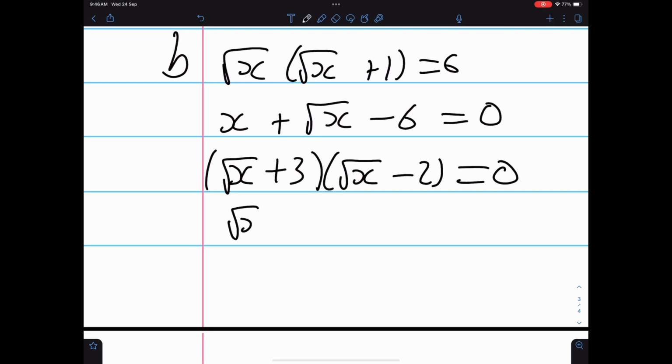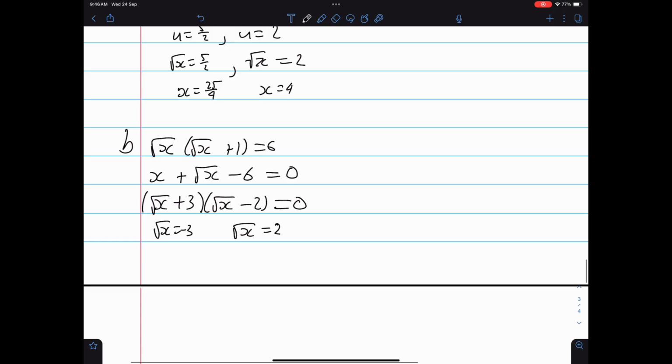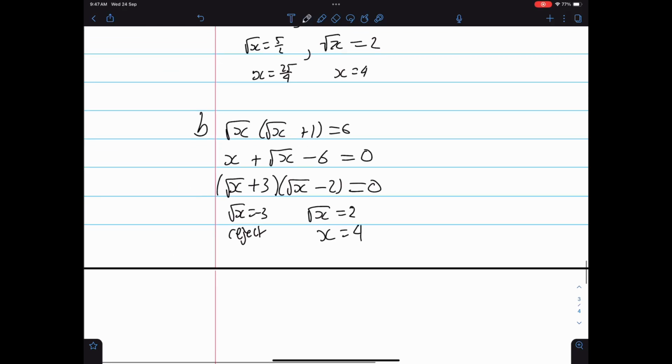Now one of them will say root x equals -3 and then root x equals 2. But remember, we define this symbol, the principal root, as being only the positive, because on a graph, if you did plus or minus, then it would fail the vertical line test and not be a function. So we only take the positive. So we reject that solution and then only take x as being equal to 4.